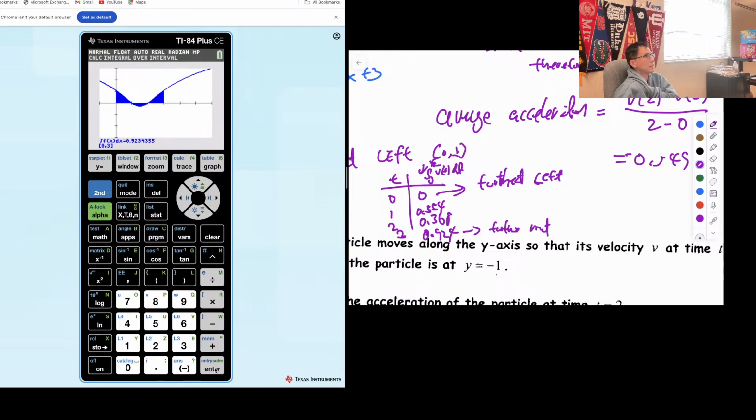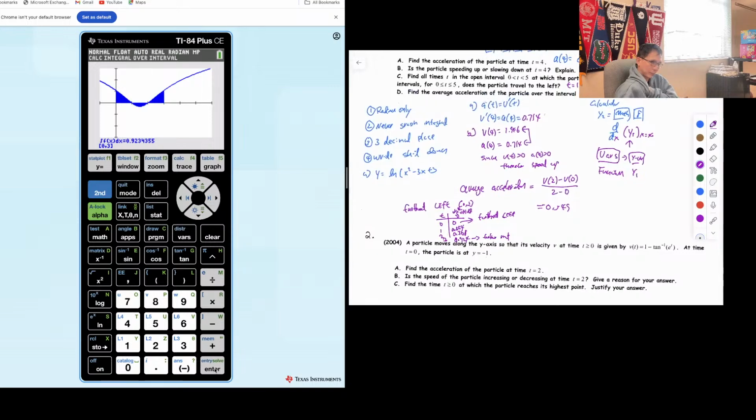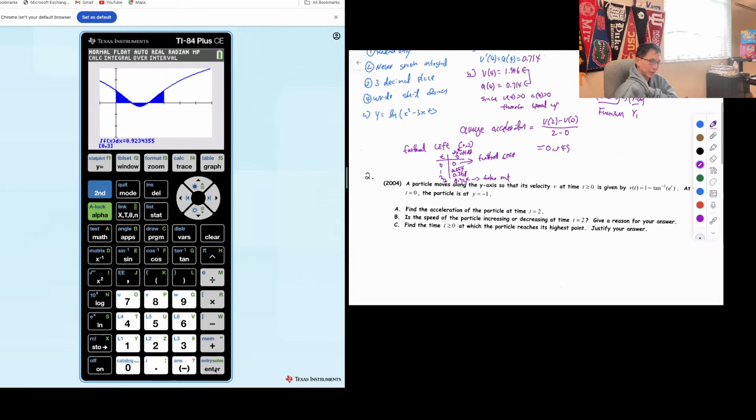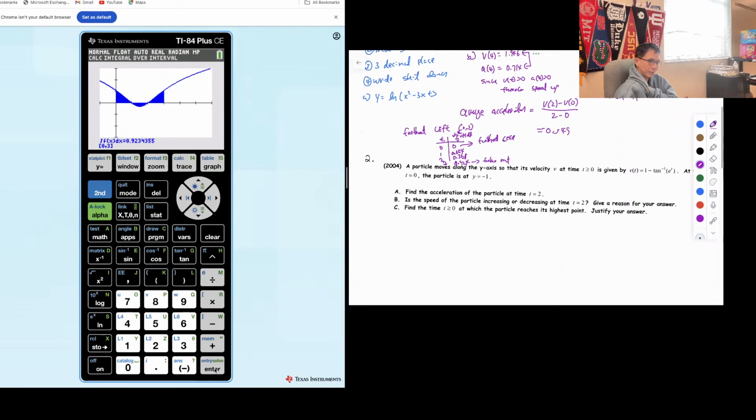Is that okay? At 0, the value is 0. The value is correct. 0 will be tiny with the small area.